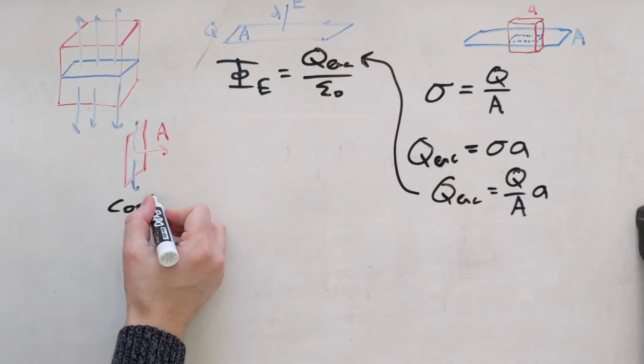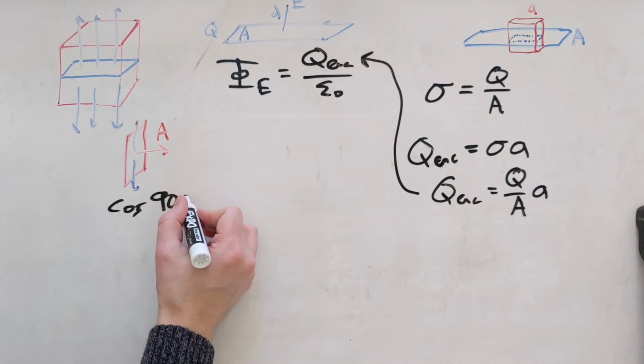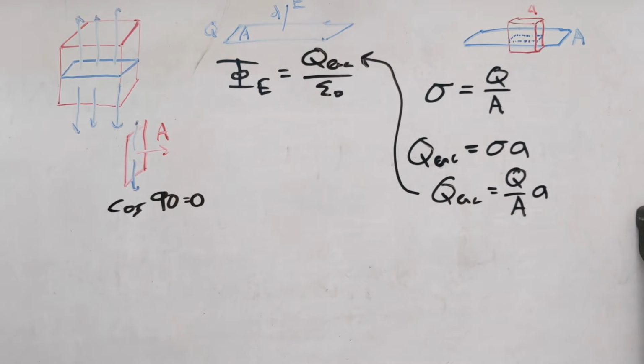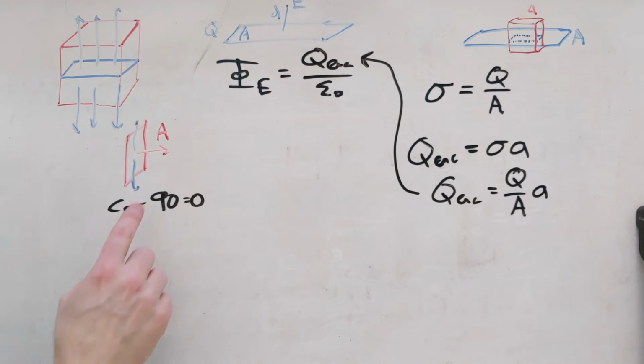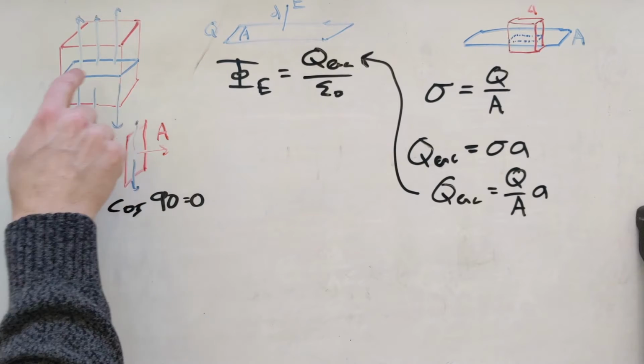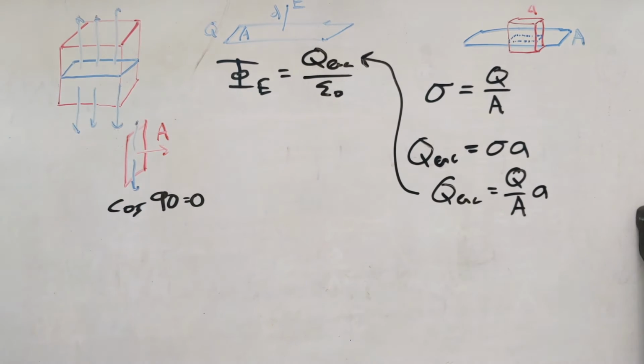So we're looking at the cosine of 90 degrees, which is equal to 0. So that means that we can pretty much completely disregard this surface. There's no flux lines going through this surface. And therefore the flux through the side surface, and indeed the left side and the front and back, all have 0 flux going through it.